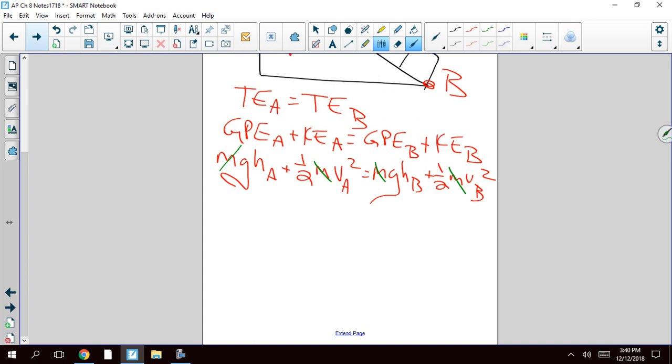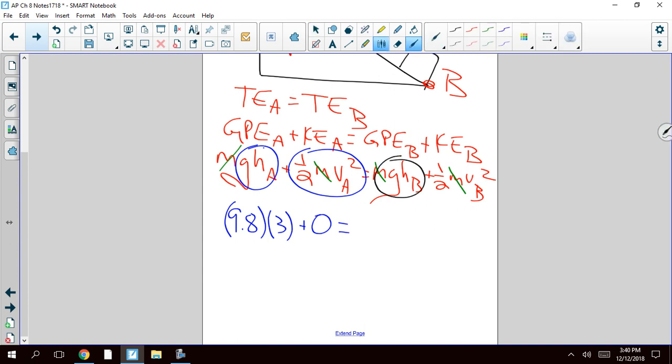All right, so we can plug in our numbers. So g times the height at A, so that's 9.8 times 3, plus 1/2 the velocity at A squared. The velocity at A is 0, right? So that squared is 0, times 1/2 is 0, equals, over here, the height at B, so that's 9.8 times 0, plus 1/2 the velocity at B squared.